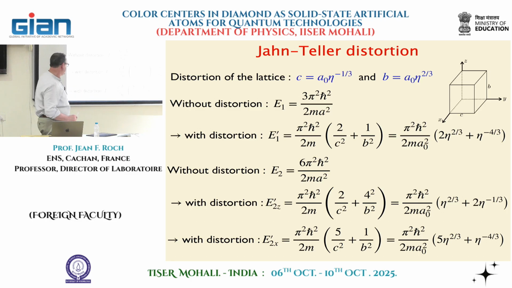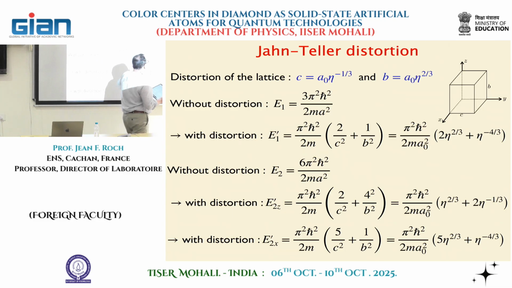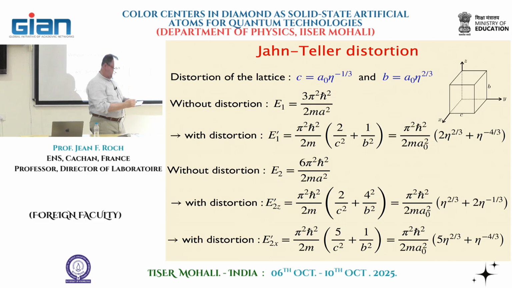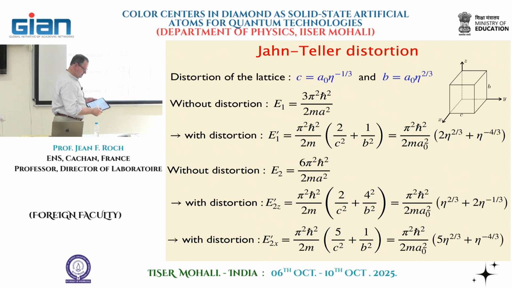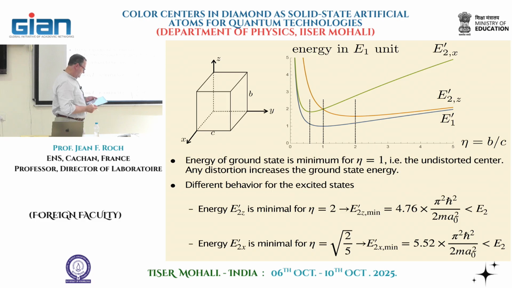So you do this calculation, and you have different kinds of things. Of course, what you will find is that the distortion will partially remove the degeneracy. It will remove the degeneracy for the energy levels that are along Z compared to the two other ones, while X and Y play a similar role, of course. So we will have a partial removal of the degeneracy of the system for the excited state. So now I plot here the energy as a function of the distortion parameter.